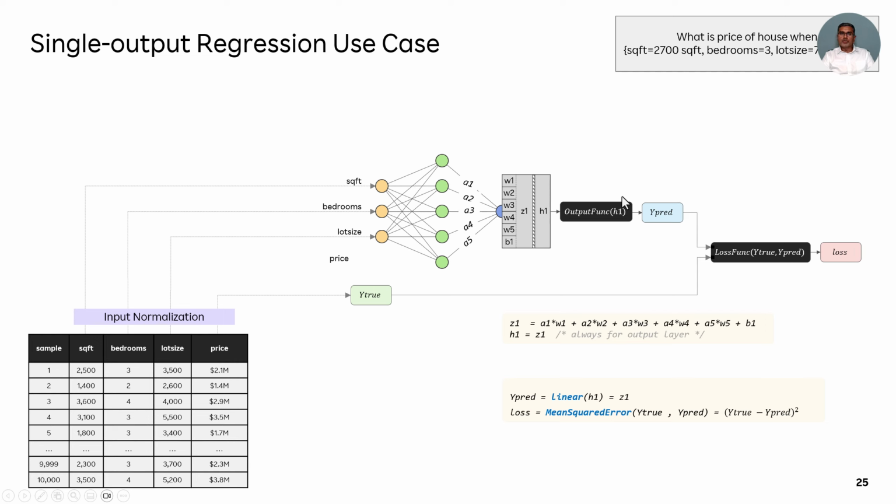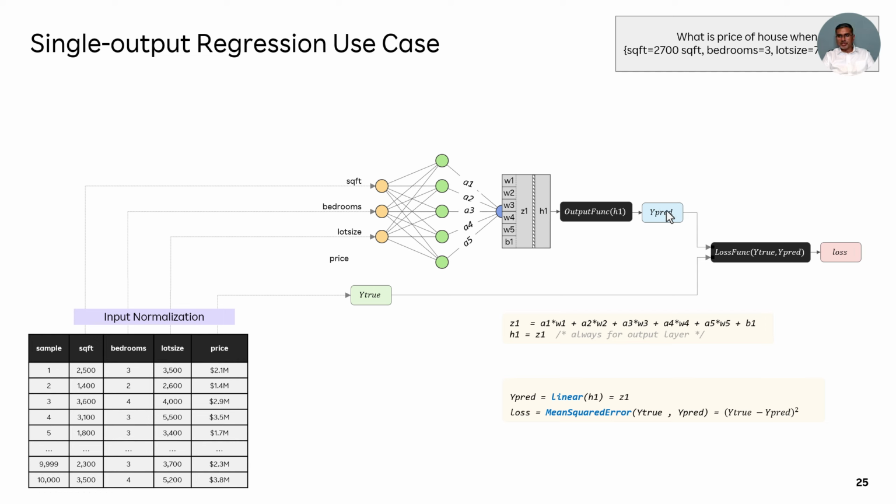The output function that you'll use for a regression problem is what is called a linear function. So what is a linear function? A linear function basically does not do any transformation. It just takes exactly the value that comes out from here and forwards it as a prediction. So your linear function takes your Z1 and essentially makes that your Y pred.